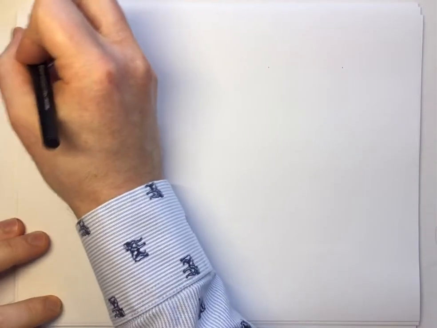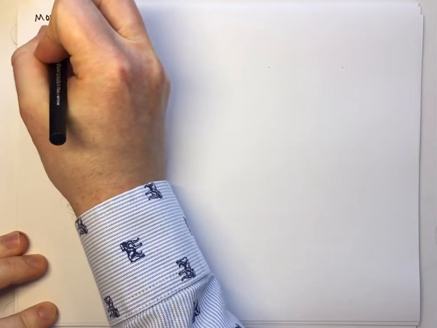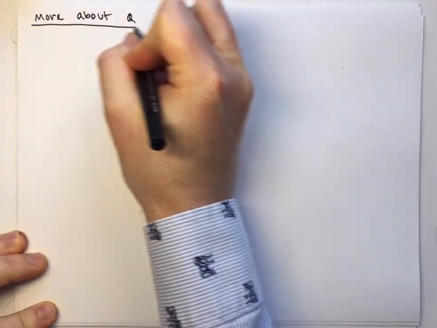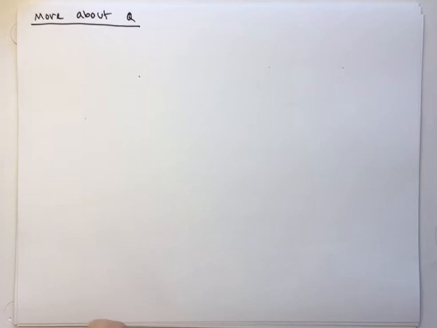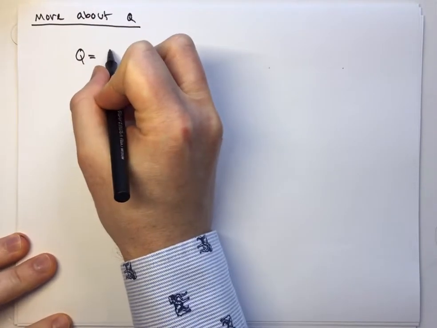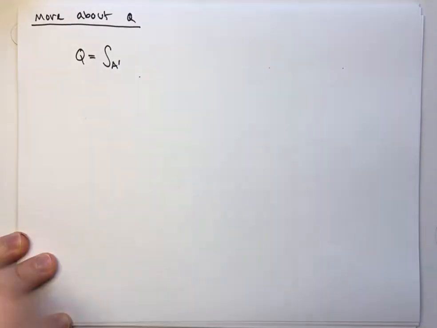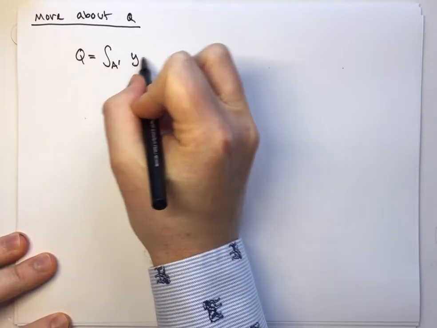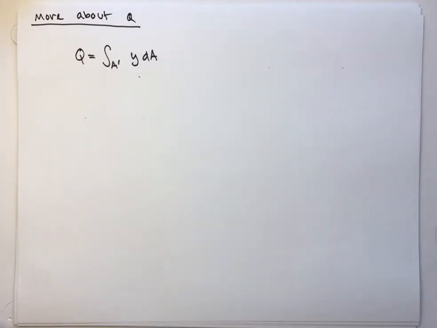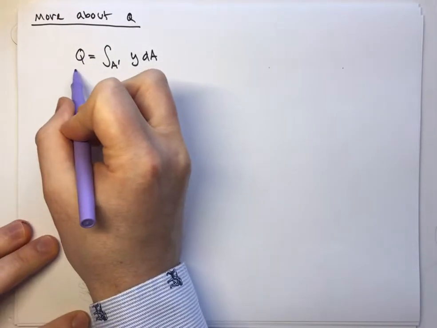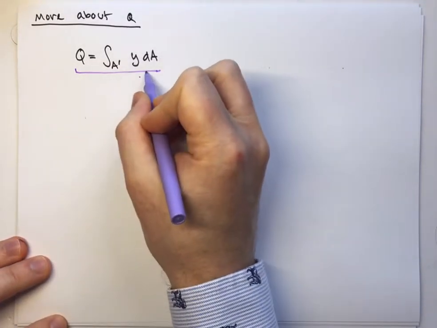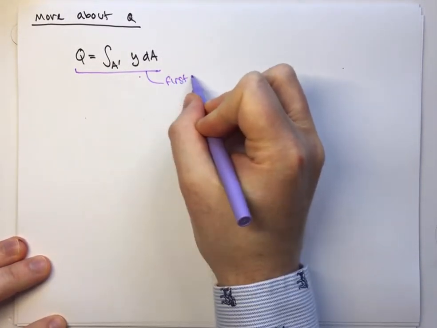So now let's talk more about Q. Okay, so we said that Q is equal to the integral over some area A prime of y dA. And if we think about our section here, we said that this was a first moment of area.